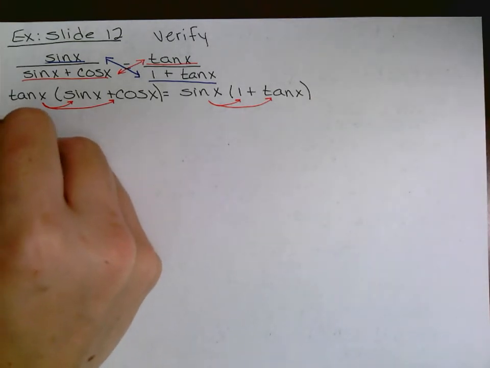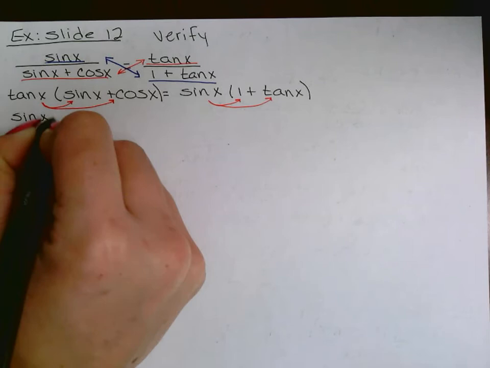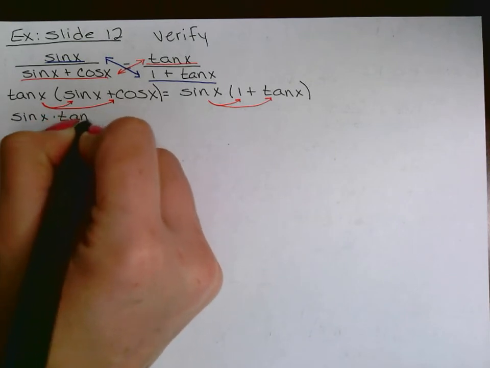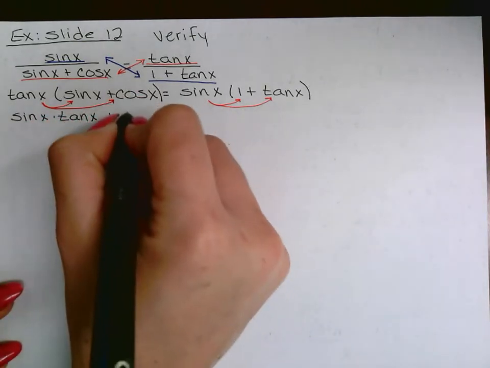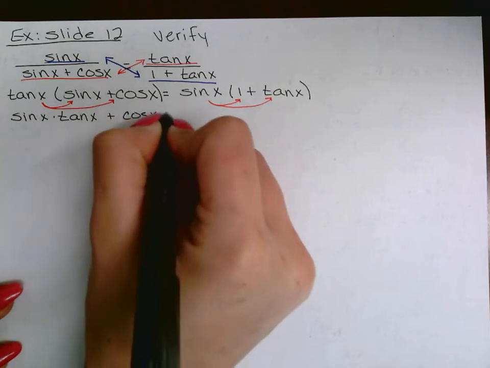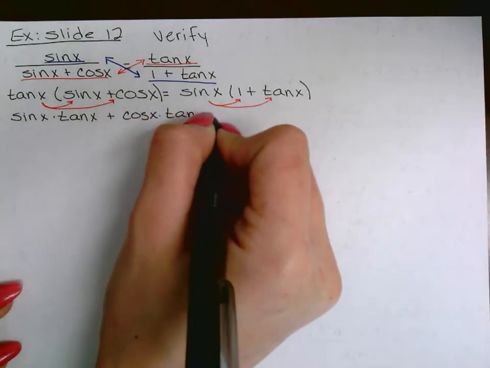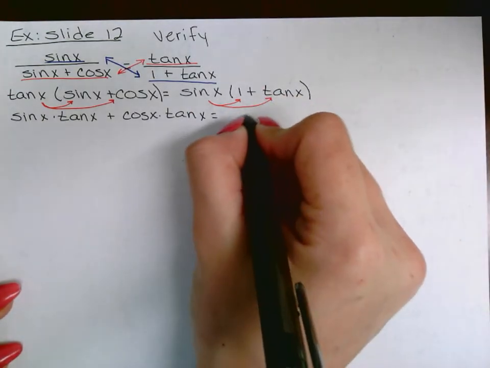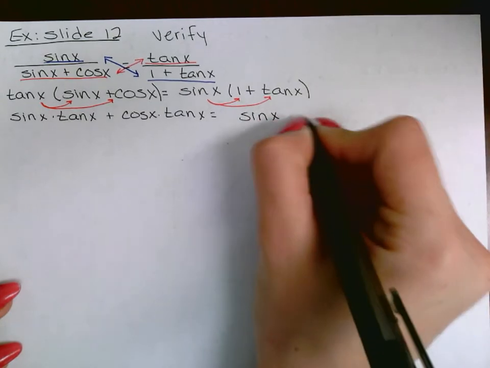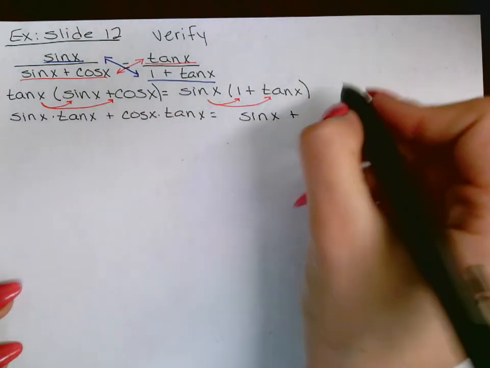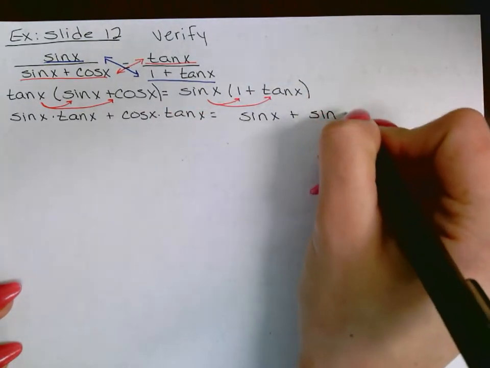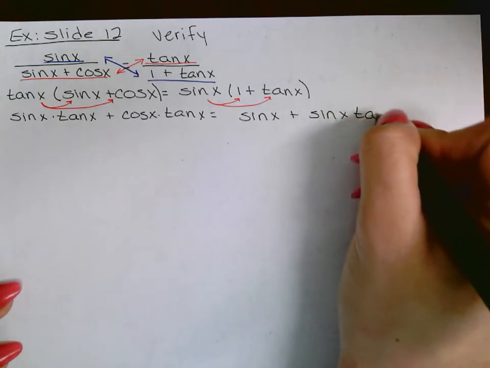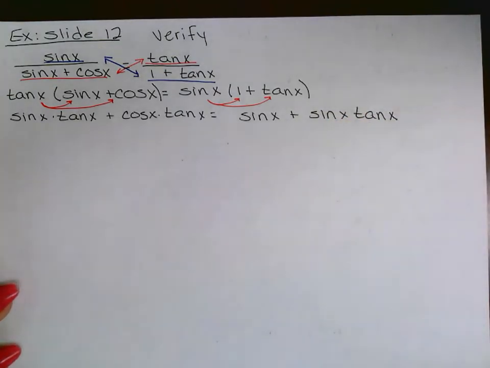I have sine of x, tangent of x, plus cosine times tangent. We're all good with that left side? Just distributing. And then sine times 1 is just sine, plus sine times tangent is sine of x times tangent of x.